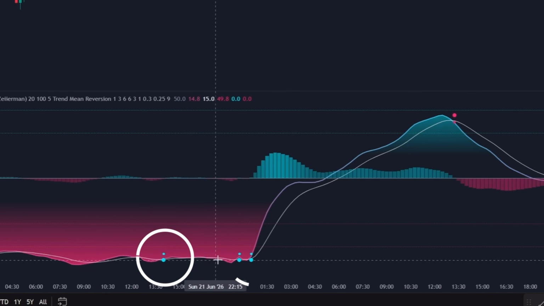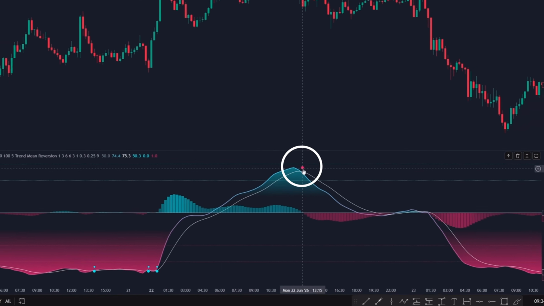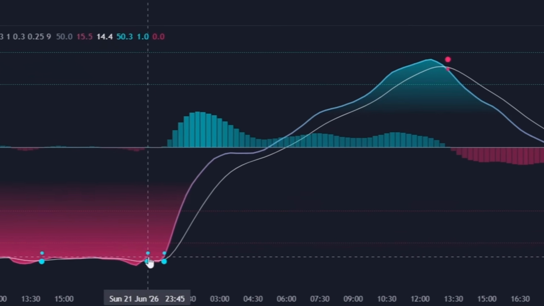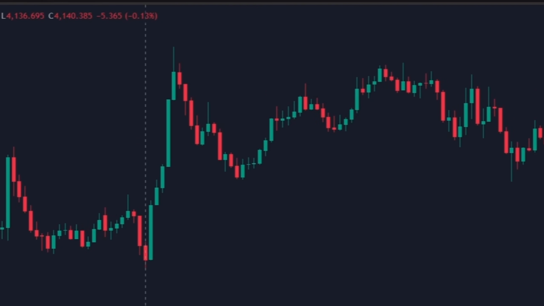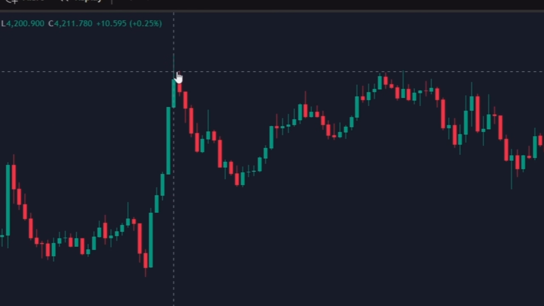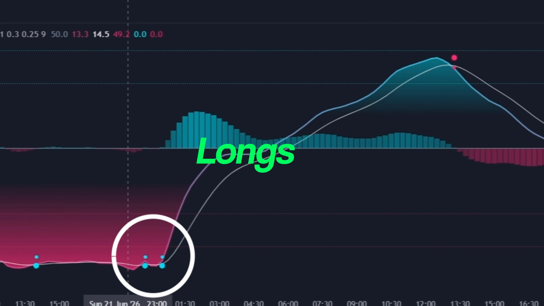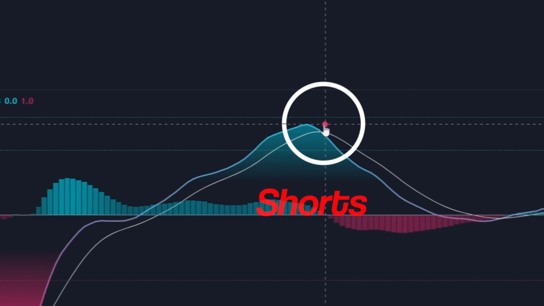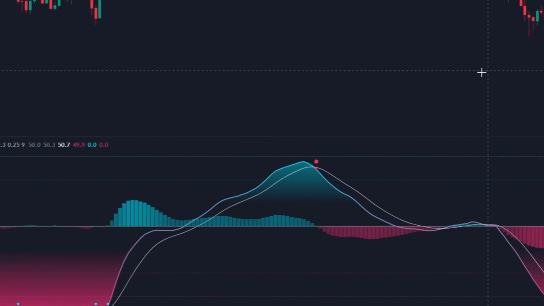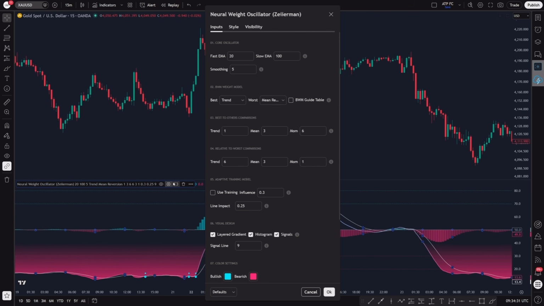Then small dots appear along the line at certain points, marking where the adaptive layer detects a meaningful shift in which behavior was driving the move. The blue dots are used for long positions and the red ones for shorts. The setting that made the biggest difference here was in the best-worst method weighting.